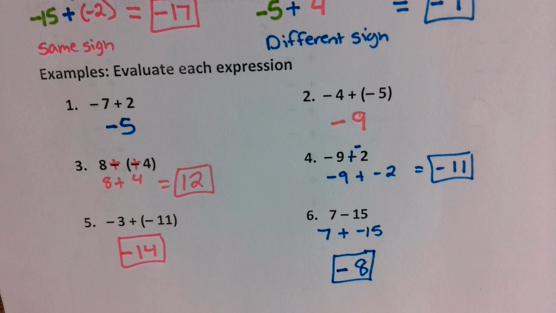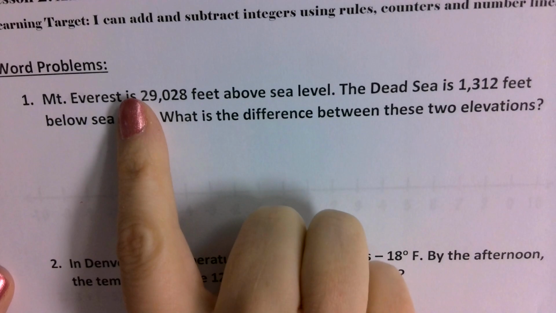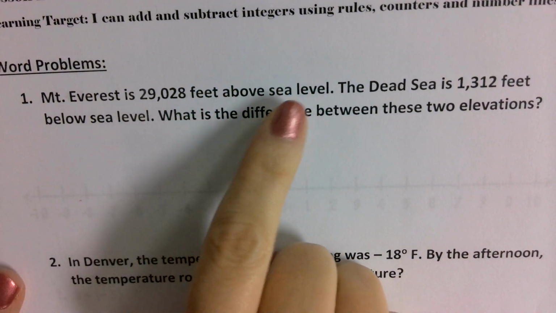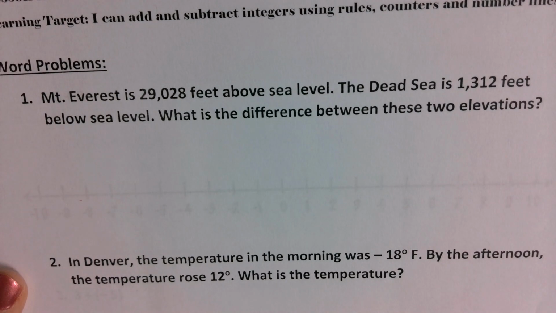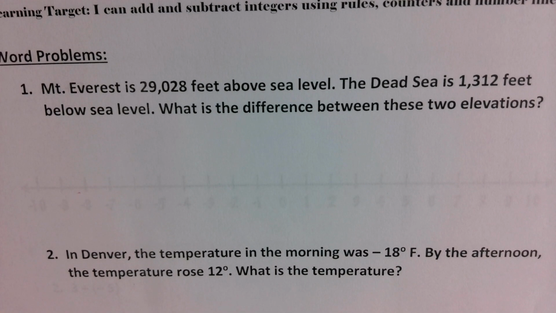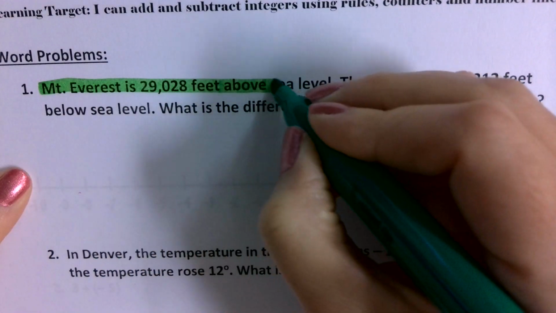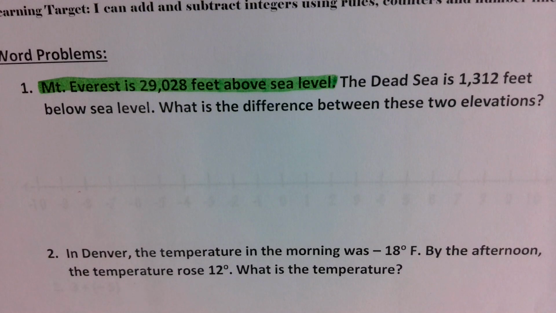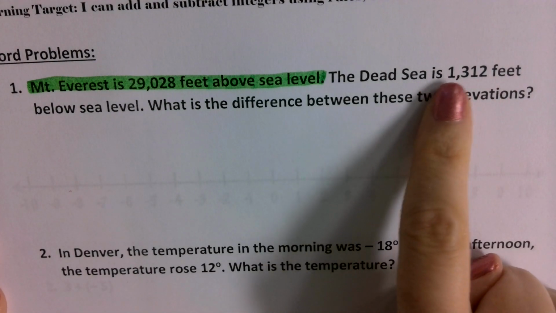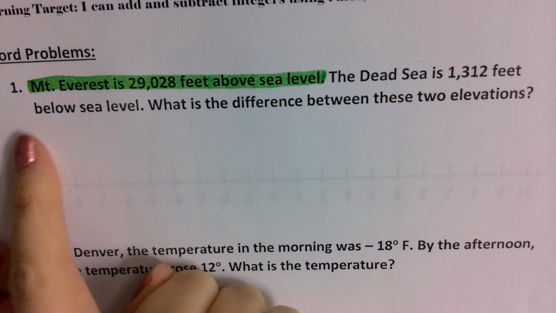Okay, now let's move on real quickly to the next page. Go ahead and flip it on over. We've got a couple of those word problems, so you're having to identify your integer values. Mount Everest is 29,028 feet above sea level, so that indicates what kind of integer, positive or negative? Positive. So I'm going to highlight that information in positive values, in green. The Dead Sea is 1,312 feet below sea level.